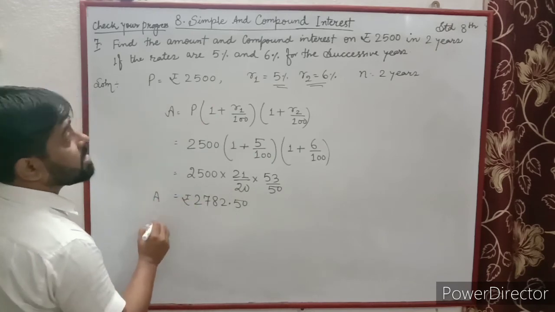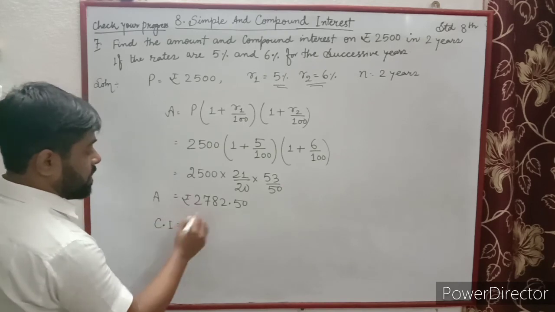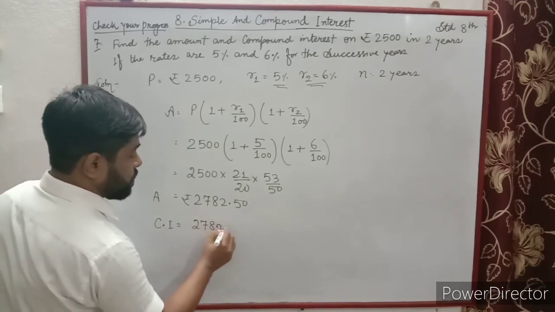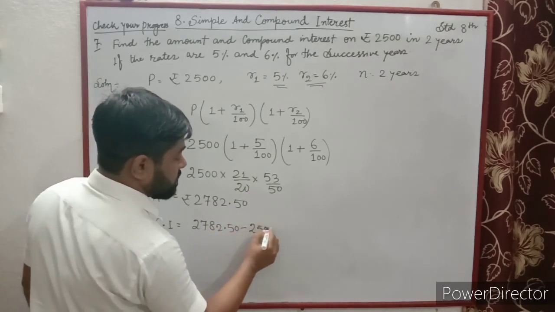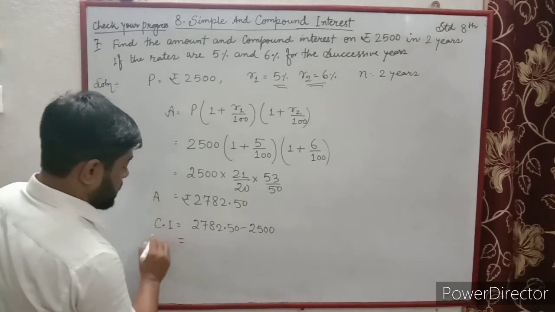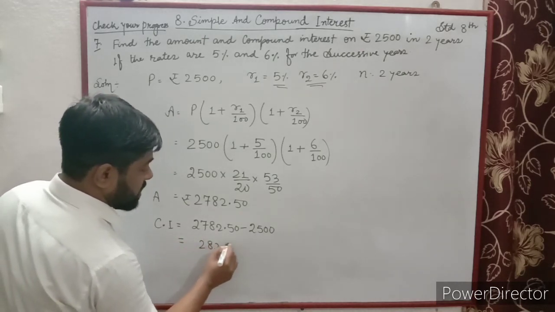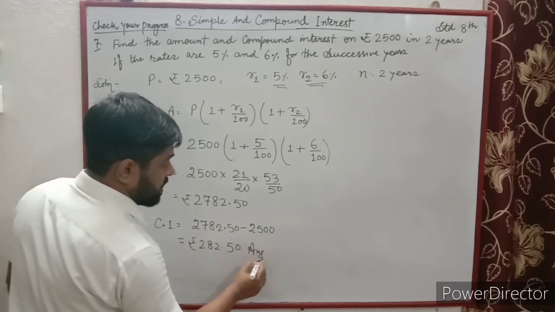Now we have to find compound interest. So compound interest is equal to amount 2782.50 minus 2,500. Now we have compound interest, 282.50 rupees, that is answer.